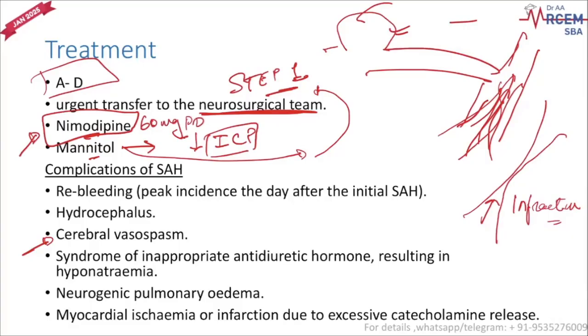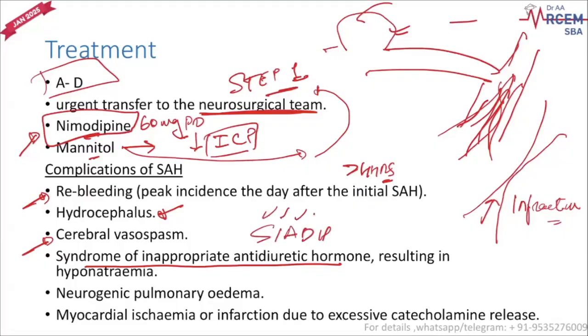What are the other complications the patient might have? Increased risk of rebleeding, especially in the first 24 hours, the risk of rebleeding will be very high. Hydrocephalus can develop, that is increased pressure in the ventricles. Any insult to the CNS can cause, I'm talking about SIADH, syndrome of inappropriate antidiuretic hormone. This will eventually result in low sodium levels.